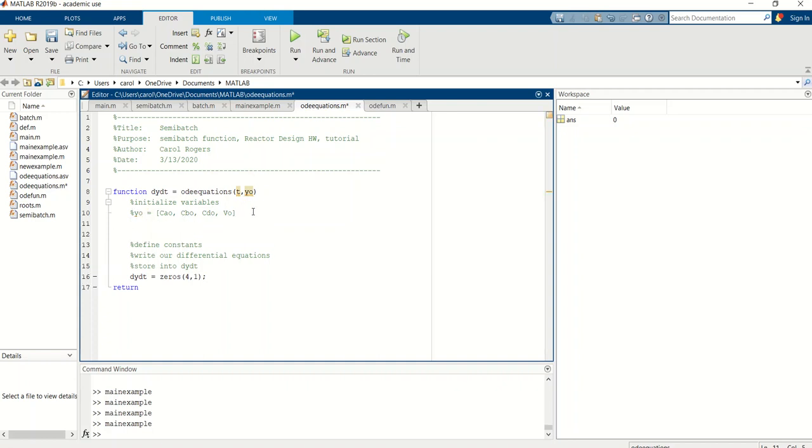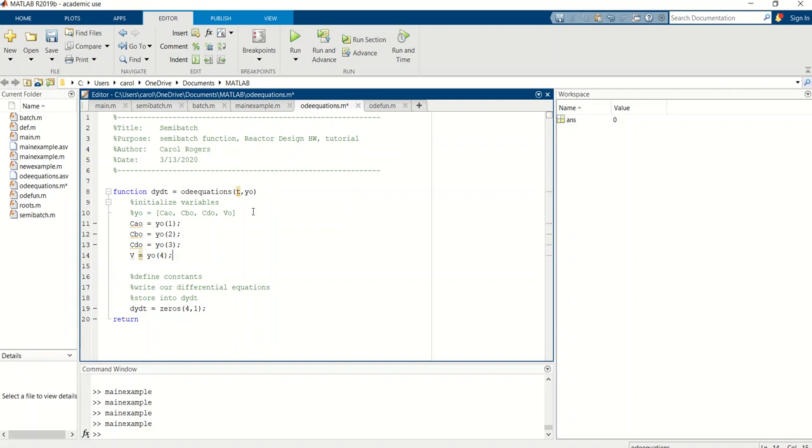So in y naught, we've got ca naught equals y naught at 1. cb naught is y naught at 2. cd naught is equal to y naught at 3, and v is equal to y naught at 4.